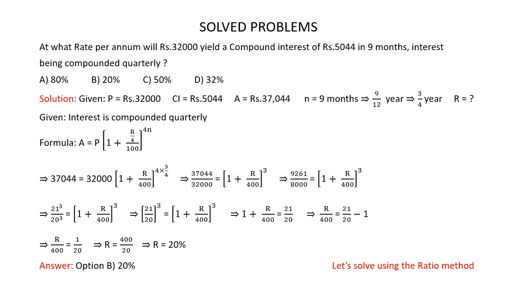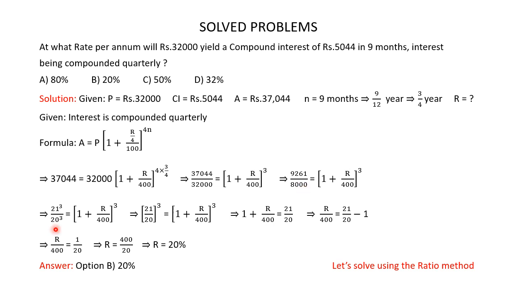Now on dividing the numerator and the denominator of this fraction by 4, we get 9,261 divided by 8,000 is equal to (1 plus r by 400) raised to the power 3. Now, as you can see here, both 9,261 and 8,000 are perfect cubes. That is, 9,261 is nothing but 21 cubed and 8,000 is nothing but 20 cubed.